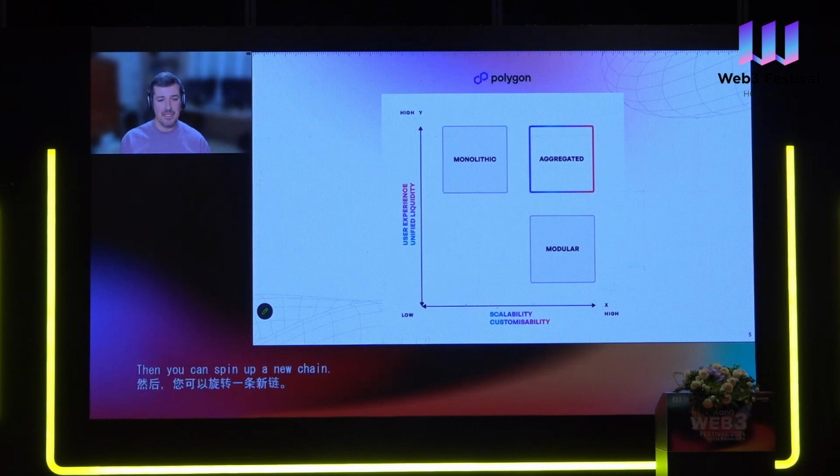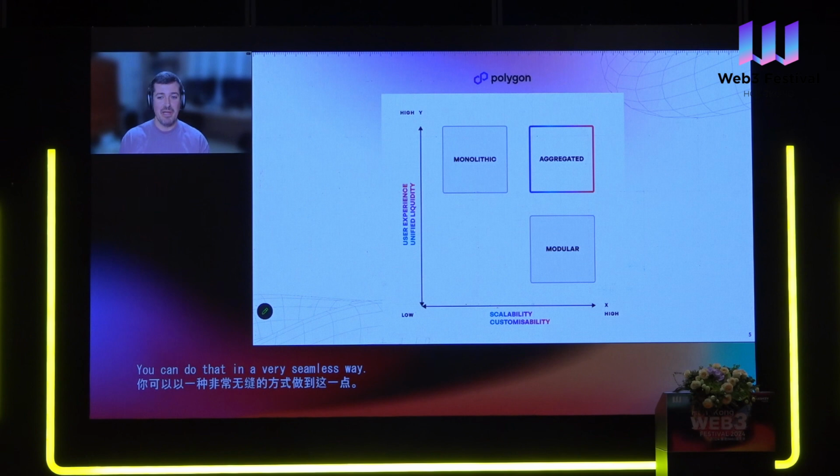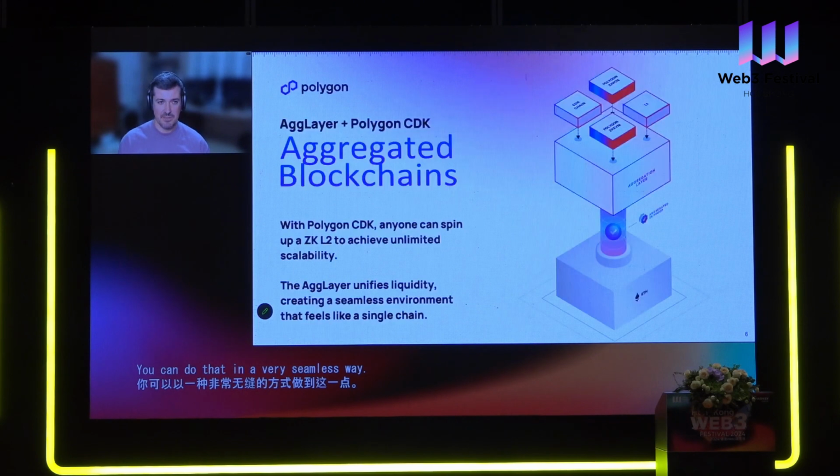But on top of that, what it does is it actually brings these chains together. It connects them so that when you want to transact from chain A to chain B, you can do that in a very seamless way that feels like a monolithic chain, but ultimately gets the benefits of the modular blockchains. And so that's where Polygon is focused.